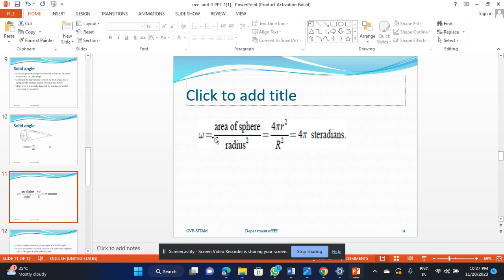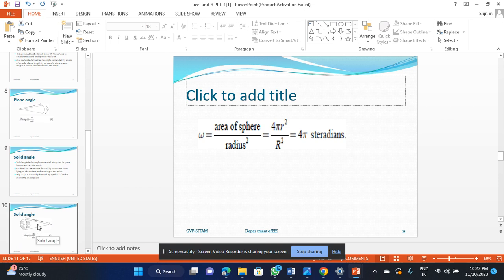So omega is equal to the area of the sphere by radius square, that is 4 pi r square by r square, and you will get 4 pi steradians. So what is the solid angle? 4 pi steradians.